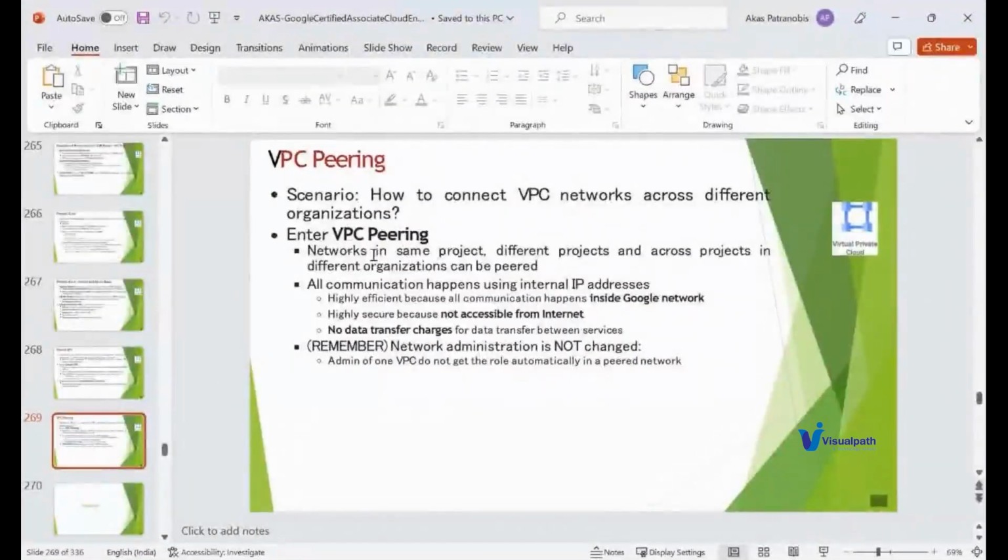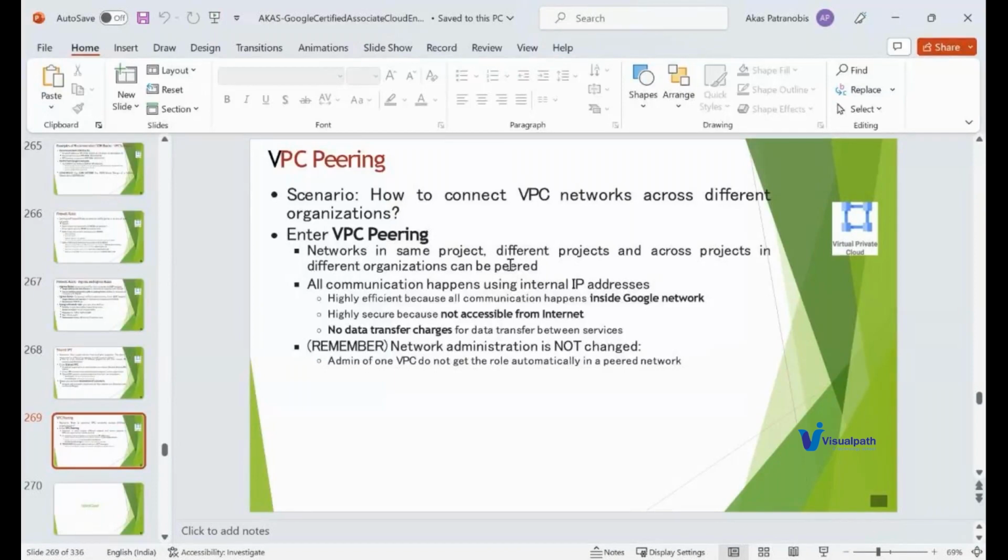I already told you. It's a definition: networks in the same project, different projects, and across projects in different organizations can be peered, right? So that is the basic definition of VPC peering. In simple terms, even if the network is in your same project, if you want communication to happen, you have to peer your VPCs. Otherwise VPC A is isolated from VPC B. That's one part of the equation, and it also works between different organizations, right?